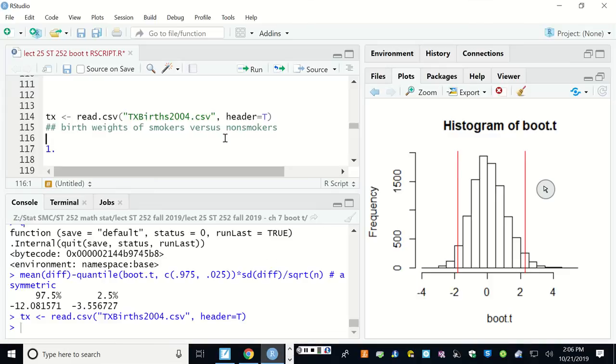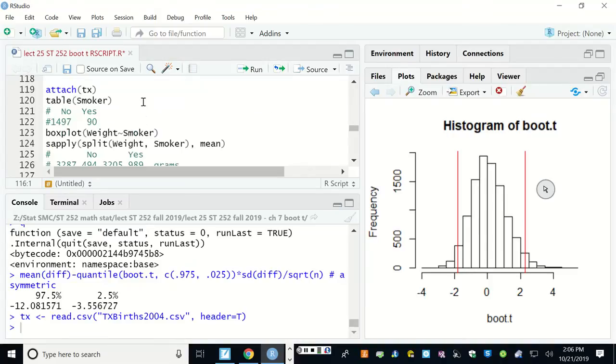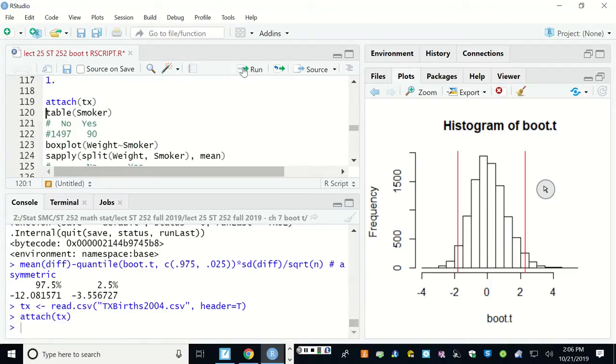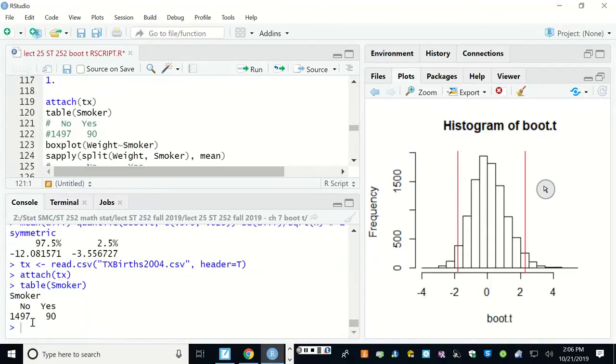So I wanted to look at one example with two groups. There are birth weights of smokers versus non-smokers, and we'll go through and do some of these different intervals at these different times. So there are smokers and non-smokers. There's a big difference. Right? Only 9 of these mothers were smokers, and 1497 are not.